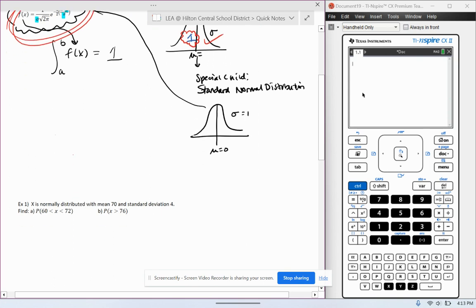So the standard normal distribution has a few cool special features, right? This is the mean. Within one standard deviation of the mean, we have 68% of the data. Within two standard deviations of the mean, we have 95% of the data.